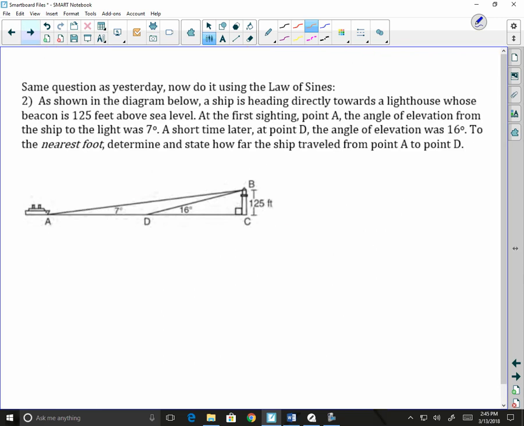The second question is a problem that we did the other day where we drew two right triangles. If we had more time, we'd go through and do this with the law of sines, but it's really not necessary because I probably wouldn't use the law of sines here. I would probably still continue to do the two separate triangles, so we'll skip number 2.